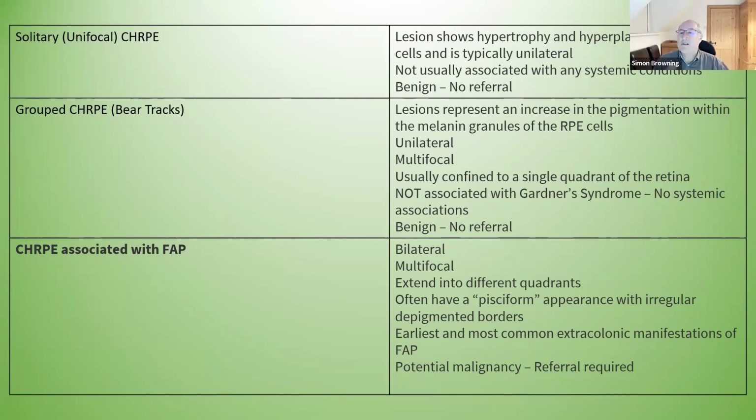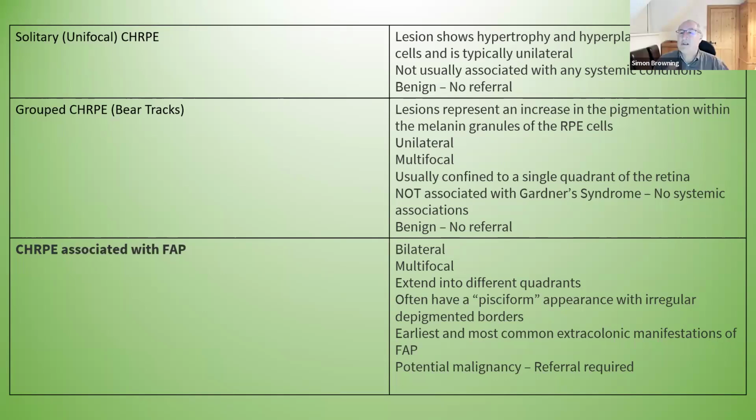But CHRPE associated with polyposis, they're bilateral, and they extend into different quadrants, and they often have this sort of pisciform appearance. So if you're seeing this in both eyes, and it's extending across the retina across more than one quadrant, these are the ones that we need to be referring because there we need to be looking towards the link to colonic changes, colonic cancer.